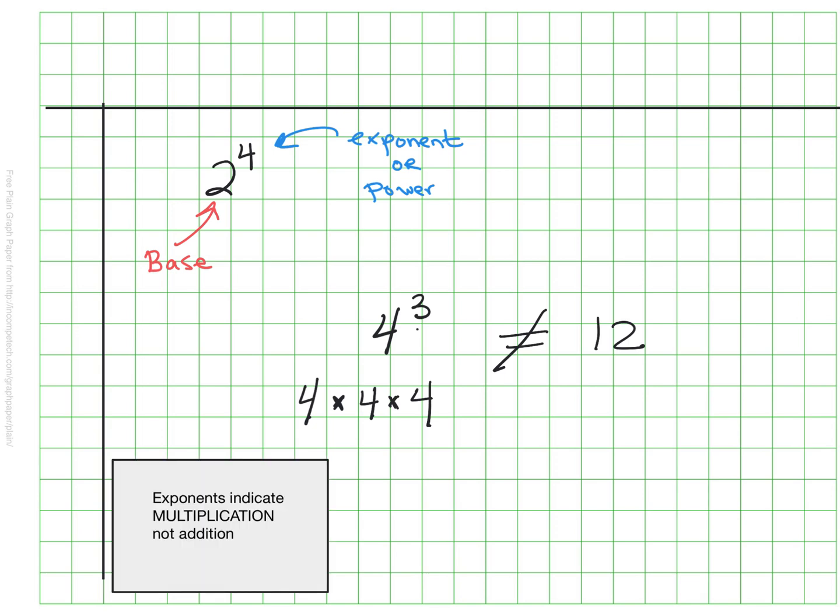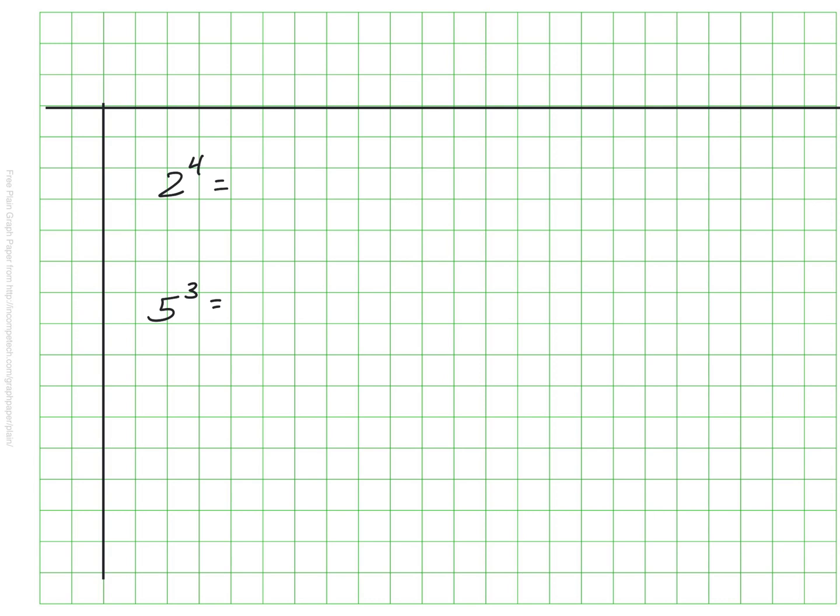Those exponents are telling us to multiply 4 times 4 times 4. And if I do that, I can do that in parts here, right? 4 times 4 is 16, times another 4 is 64. That means 4 to the third power is 64, not 12. Very different answers, right? Because multiplication grows much faster than addition. 4 times 4 times 4 is 64.